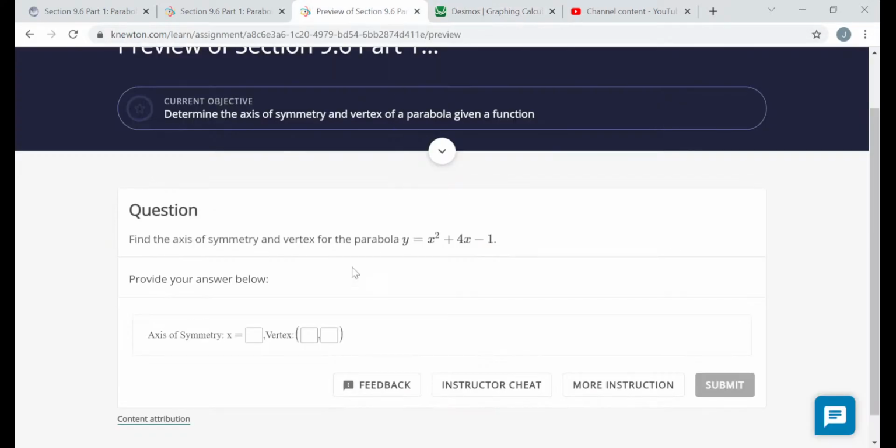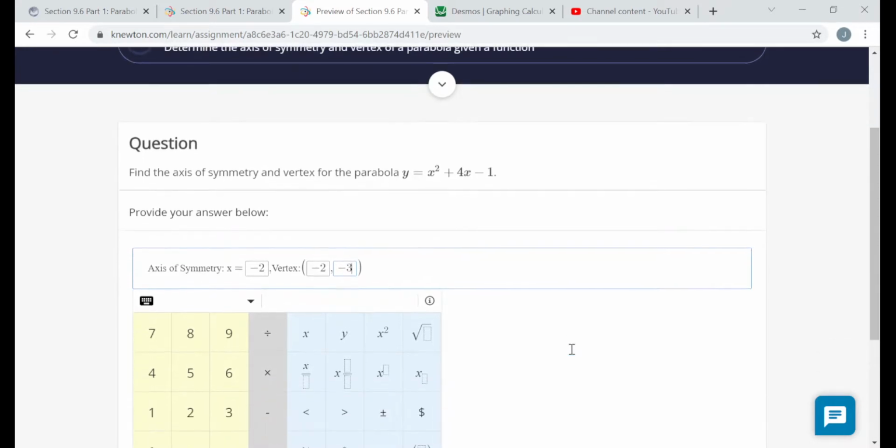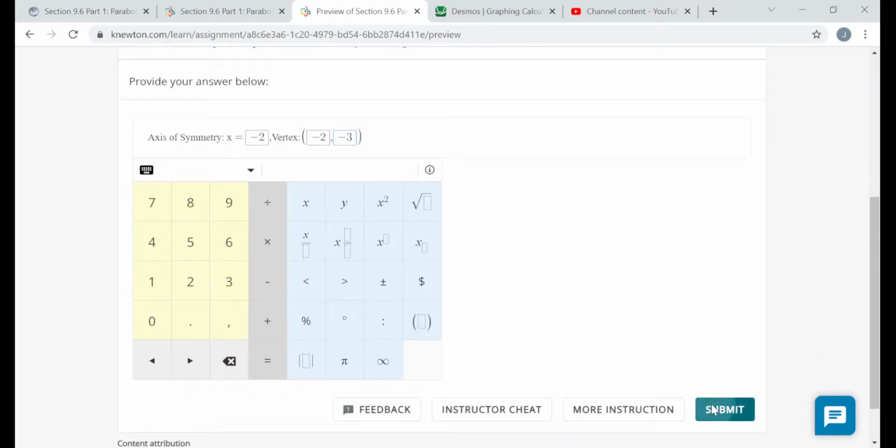Alright, but back in the assignment, the axis of symmetry, x equals negative 2. Just a number for the axis of symmetry there. And then the vertex is a point, has an x coordinate of negative 2, which was the same as the number you'll put in for the axis of symmetry. And then when I plug negative 2 in for x, the output was negative 3. The ordered pair negative 2, comma negative 3 for the vertex.